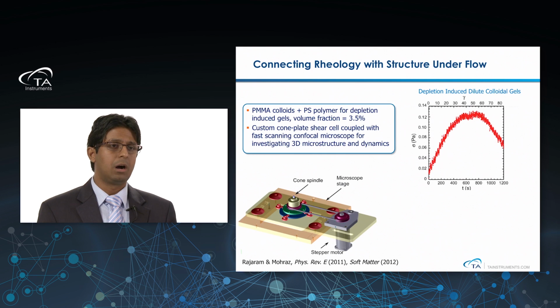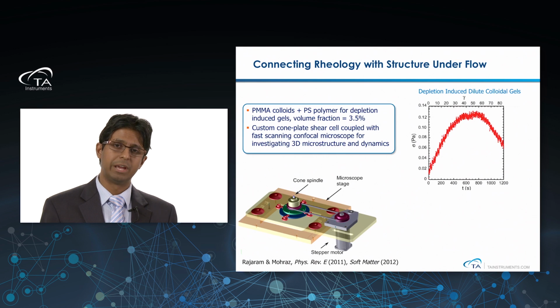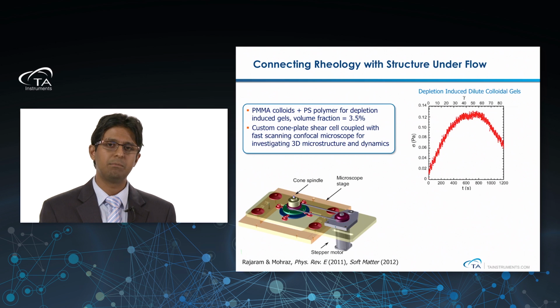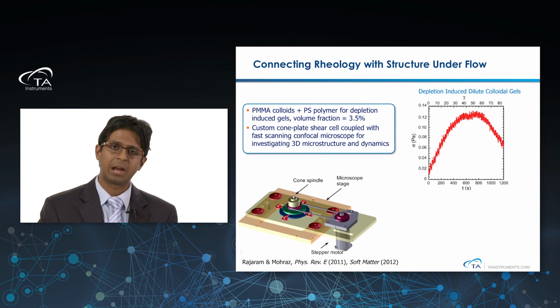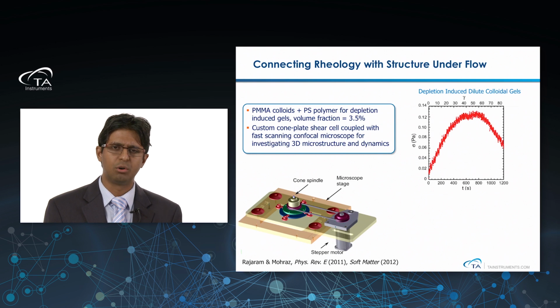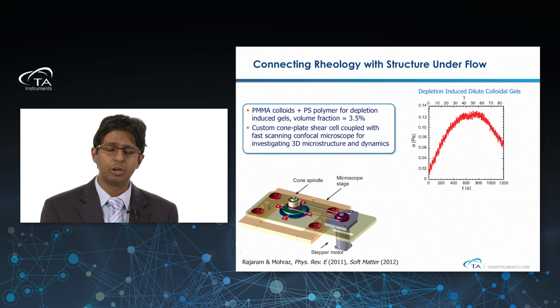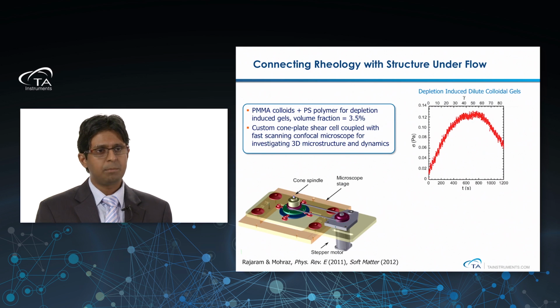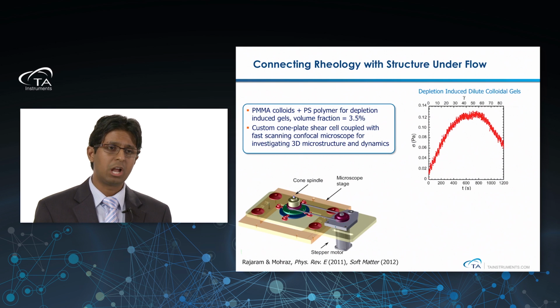I used a custom cone and plate shear cell to investigate how the structure changes. And this shear cell was designed to directly mount onto the stage of a fast scanning confocal microscope that allows us to track the changes in structure as the sample is being sheared. So one of the advantages of the cone and plate is you're not limited in terms of how far you can move in total strain. We'll start by looking at bulk rheology results.